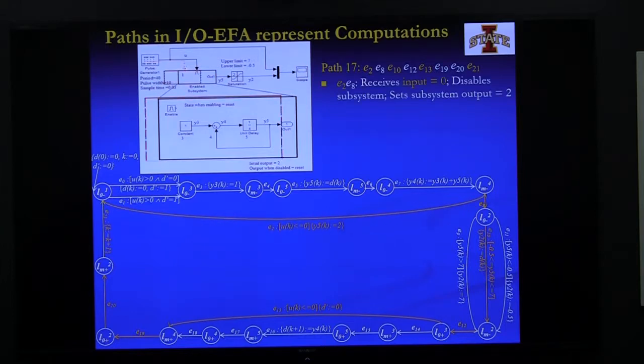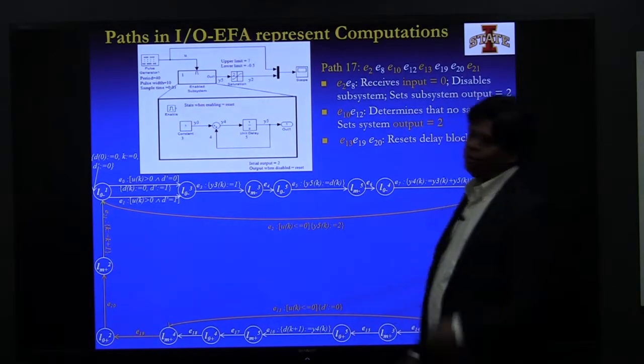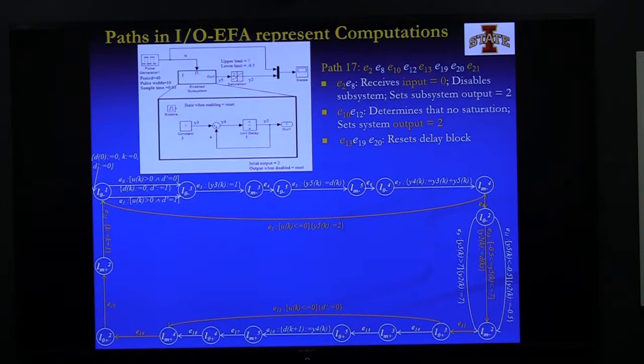Each sequence of edges corresponds to a certain behavior. For example, this E2 followed by E8 corresponds to receiving an input 0, which disables this subsystem and then provides a default output of 2. The next pair of edges: there is a saturation block there, which saturates if the input to the block is higher than 7, but since there's no saturation here, the output is the same as 2. The next transition is resetting this delay. This delay block has 1 bit of memory, and whenever the input is 0, that's reset. And finally, the last thing done is to advance the time.